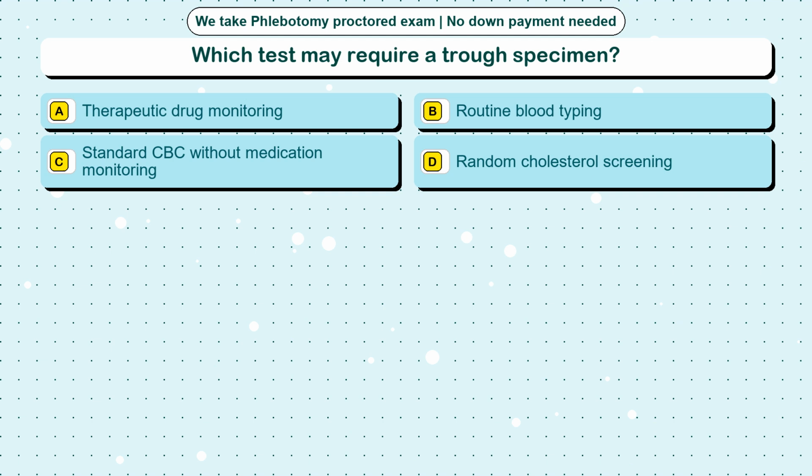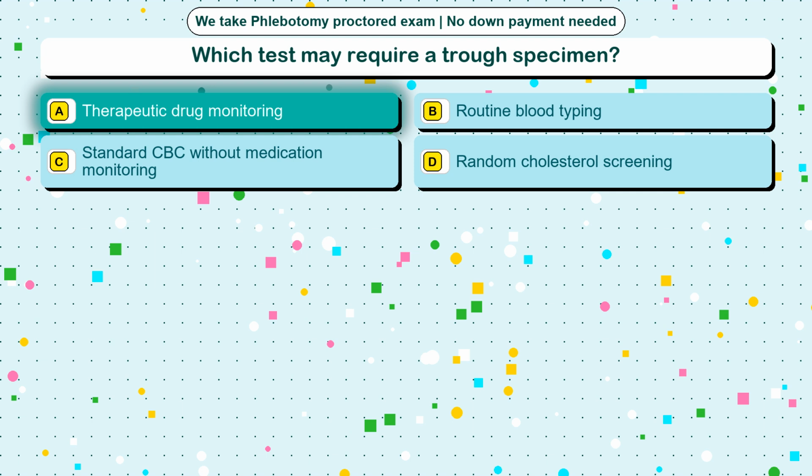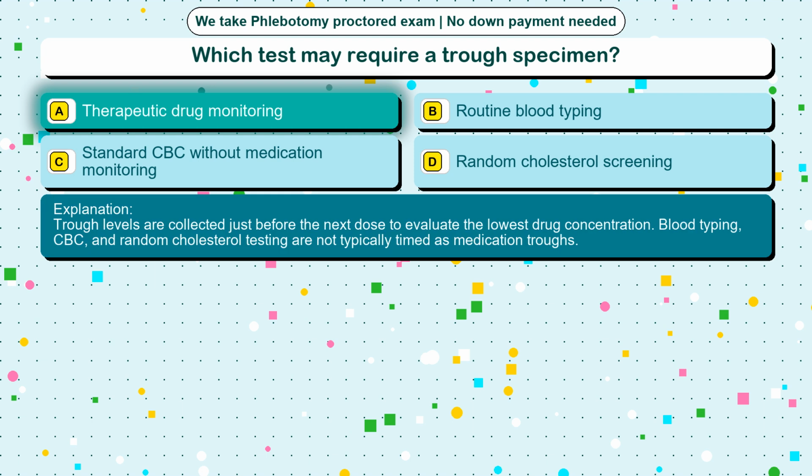Question 51. Which test may require a trough specimen? Option A. Therapeutic drug monitoring. Option B. Routine blood typing. Option C. Standard CBC without medication monitoring. Option D. A random cholesterol screening. The correct answer is option A. Therapeutic drug monitoring. Trough levels are collected just before the next dose to evaluate the lowest drug concentration.